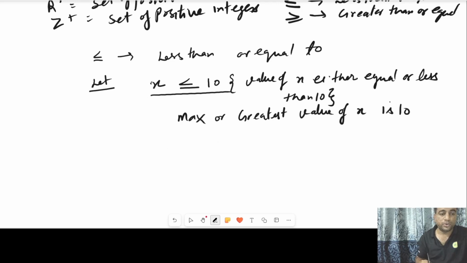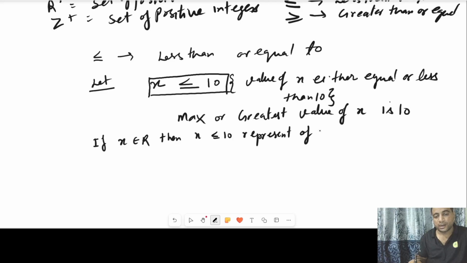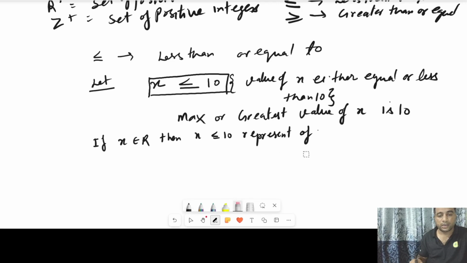Now let's suppose I am representing this inequality x less than or equal to 10 on a real line, and I am assuming that x is real. So if x belongs to the real numbers, then x less than or equal to 10 is to be represented on the real line, or number line.